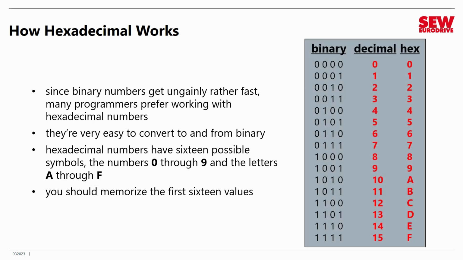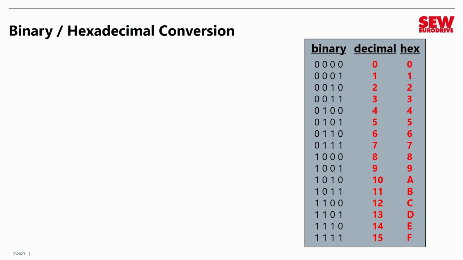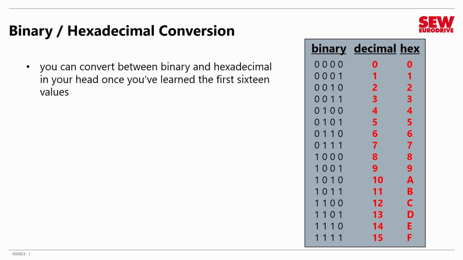So really, this is the chart you should memorize. It's got the decimal numbers 0 through 15. It's got the binary numbers that are the equivalent of 0 through 15. And then it's got the hexadecimal numbers 0 through 9, and then A, B, C, D, E, and F. If you just learn this little table, that's really all you need. So let me show you how to use the table to convert back and forth. It's really easy, kind of fun. You can convert between binary and hexadecimal in your head once you memorize these first 16 values.